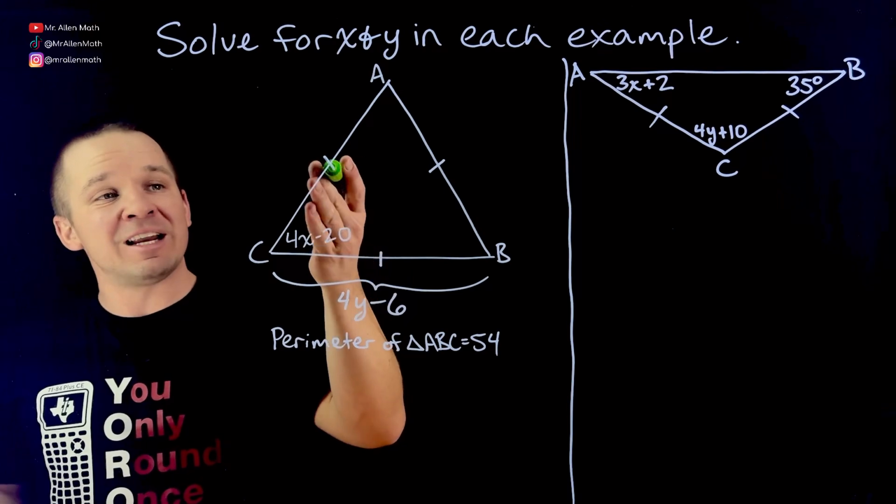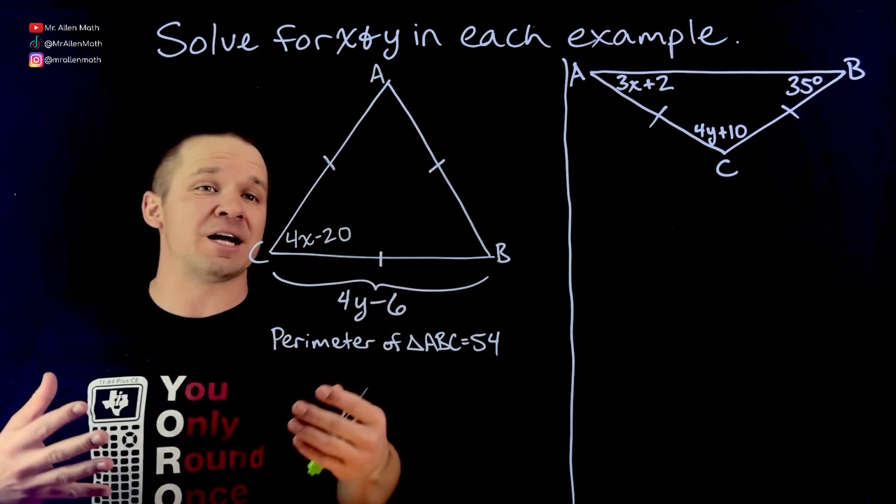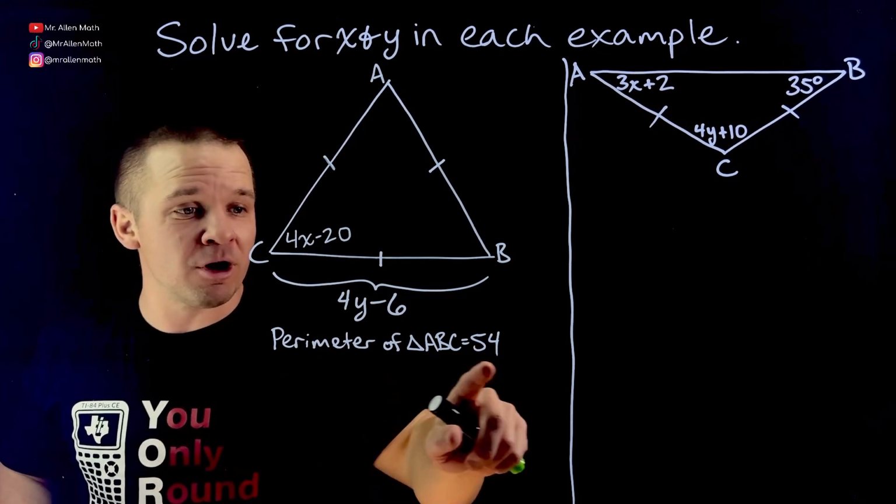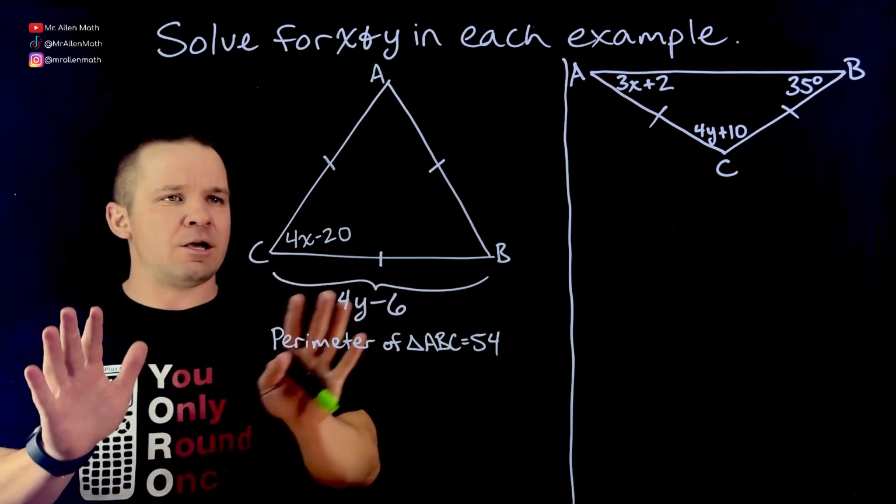First one here, I've got an equilateral triangle, right? All three sides are congruent, which means that all three angles are also congruent. And we have a perimeter of this triangle of 54. So let's see here. What could we do?